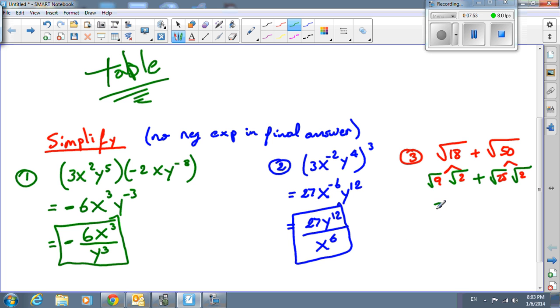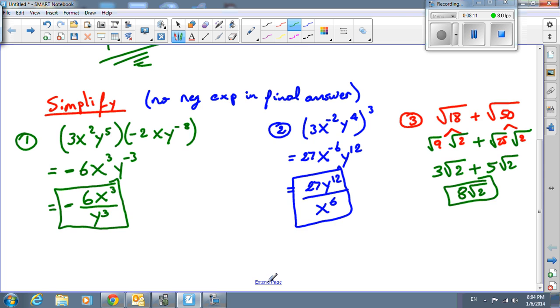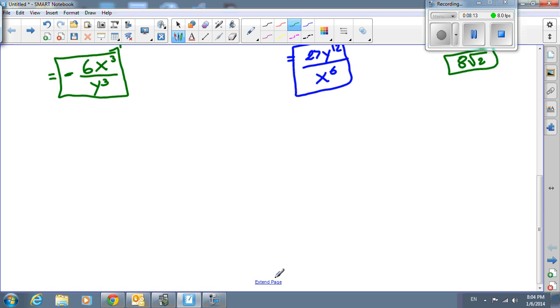The square root of 9 is 3. Square root of 2, I cannot simplify this. Plus square root of 25 is 5. Square root of 2 remains. Well, I can combine these two to say it is 8 square root of 2. And that will be my final answer. Alright, let's continue with a few more examples. I'll say example number 4 this time.